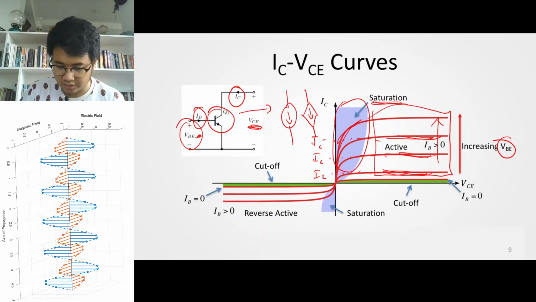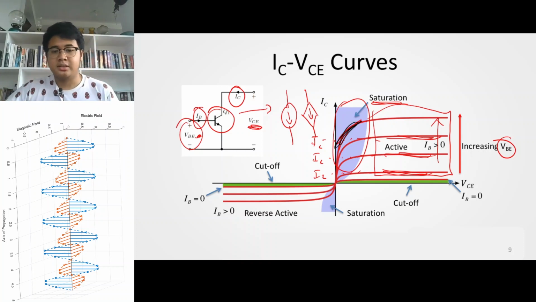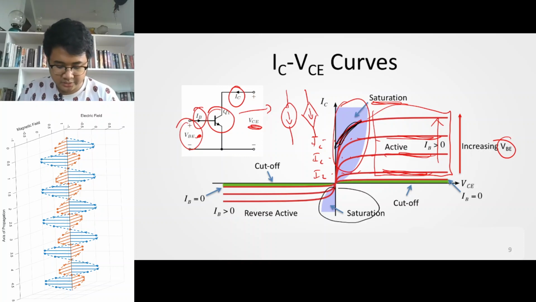Let me just change the color. Where IC fluctuates in different values. Okay. This is also saturation region. IC fluctuates. Reverse active region is the same as the forward active region.